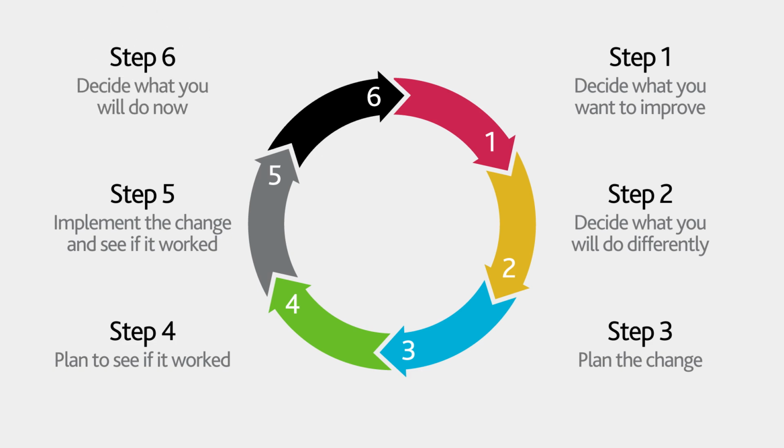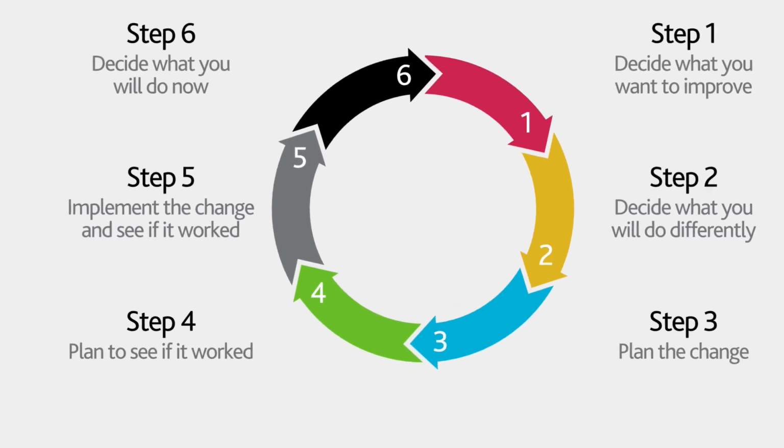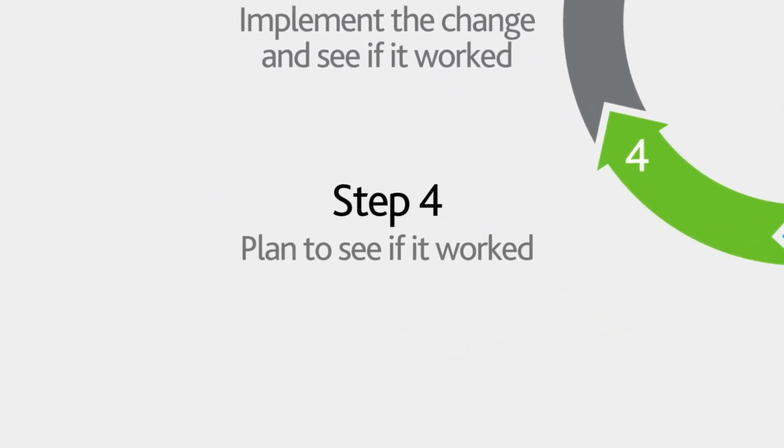You will already have been through steps 1 to 3. You or your school have identified an area for improvement, and through professional development you are attending, you will have identified some possible solutions and considered the things you need to plan for the change in your practice. You will now be at the stage of this cycle where you plan to see if it worked.